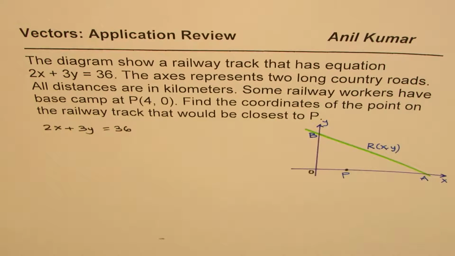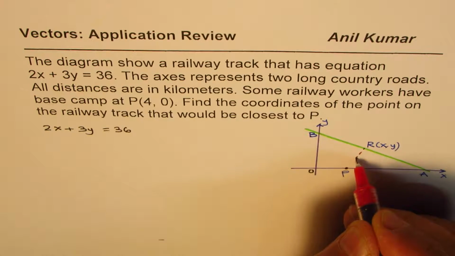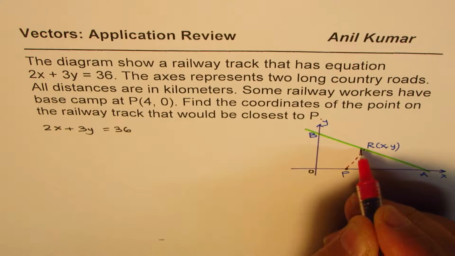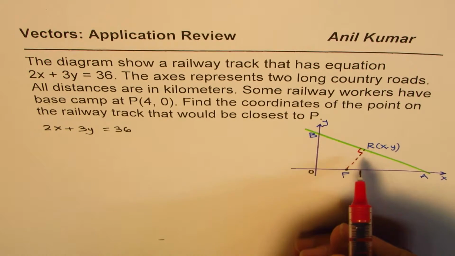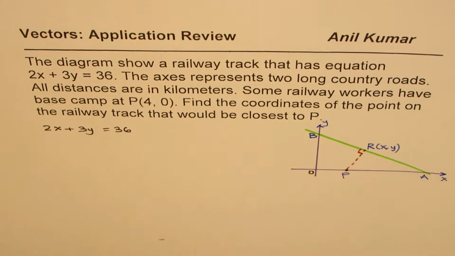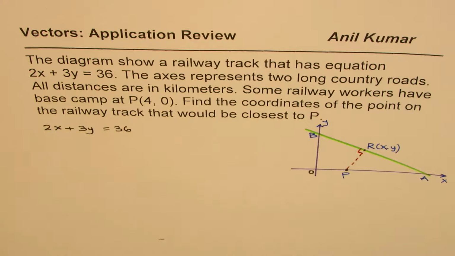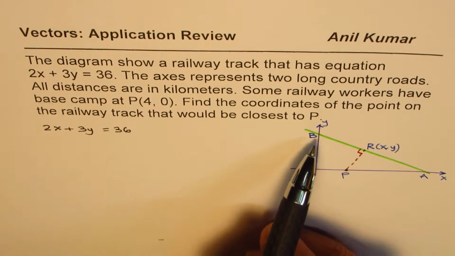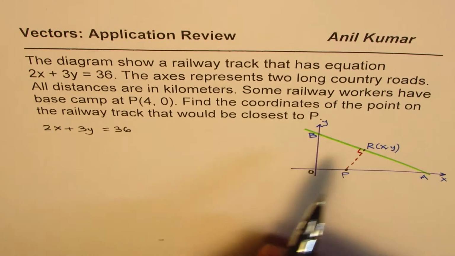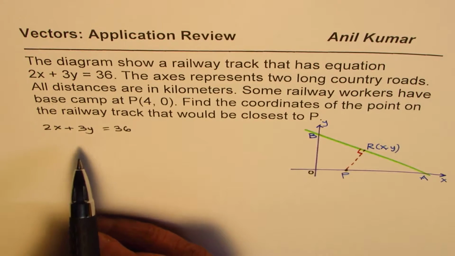So the closest point on the railway track will be at right angles, correct? So we are looking for a point R on the railway track so that PR is perpendicular to AB. That is what the question is. I'd like you to pause the video now and answer the question. Now let's begin by finding the equation of this line in a different way. We'll use vectors, though you could also solve with this equation.